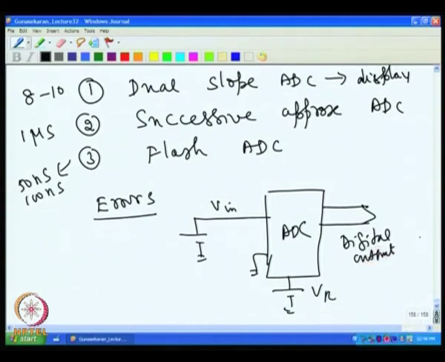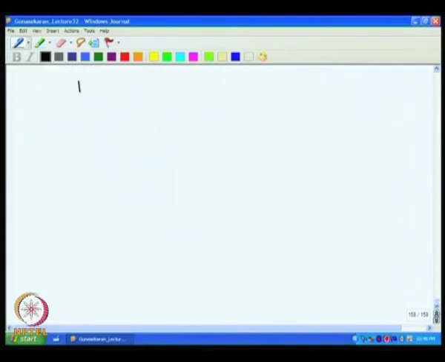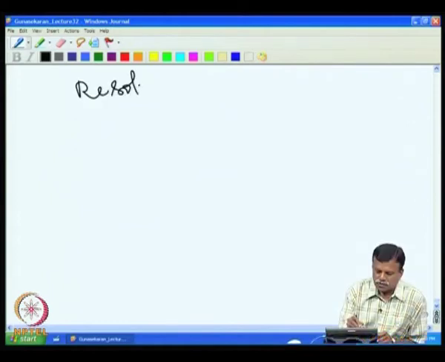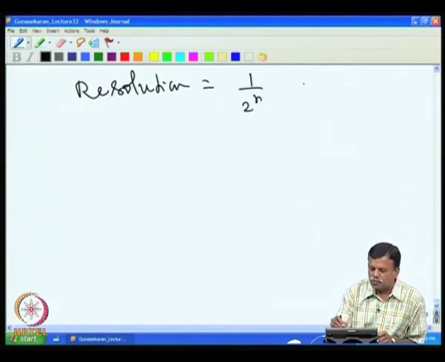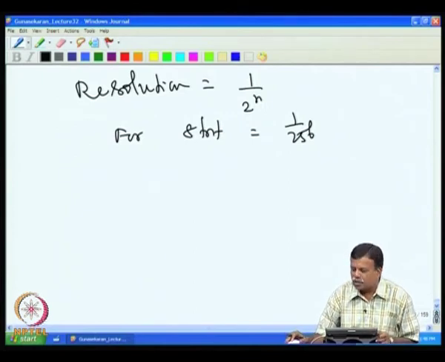The one thing is the resolution of these A to D converters. Resolution is 1 in 2 power n. So, for example, for an 8 bit converter it is 1 in 256. Resolution depends upon the number of bits. If it is 8 bit you have 1 in 256, if it is 16 bit, it will be 1 in 64,000. But it does not mean that you will get that much accuracy also.